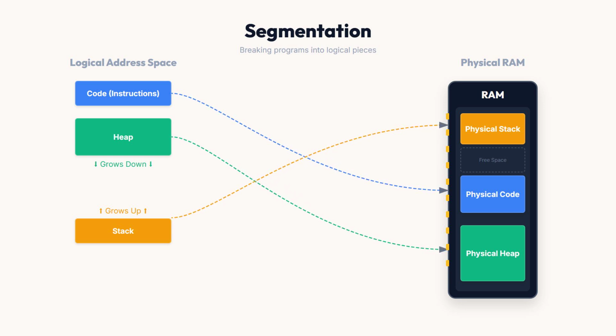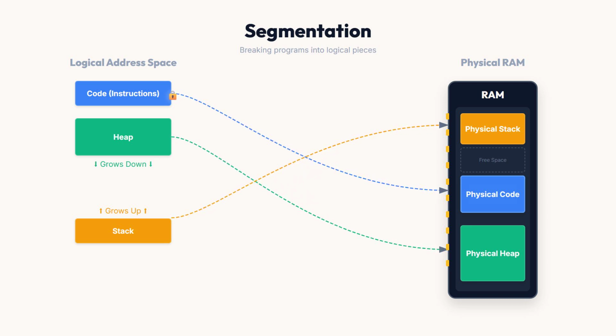This finally allowed the OS to be much smarter about where it put things. It could drop the code into one part of RAM and scatter the heap into a completely different area, basically wherever it could find that fit. But the real genius of segmentation wasn't just about fitting into gaps, it was about permissions.